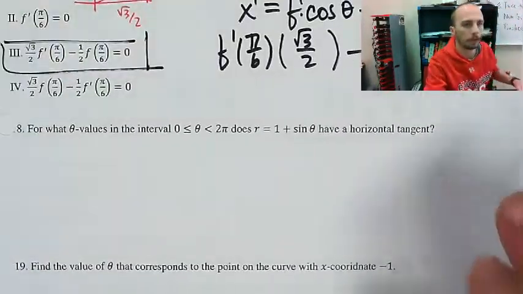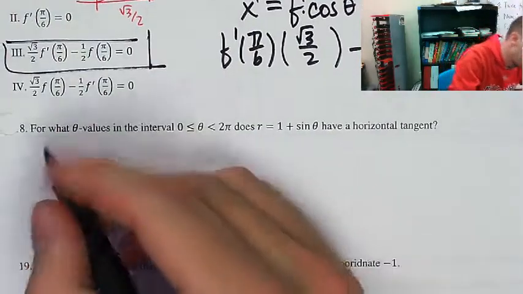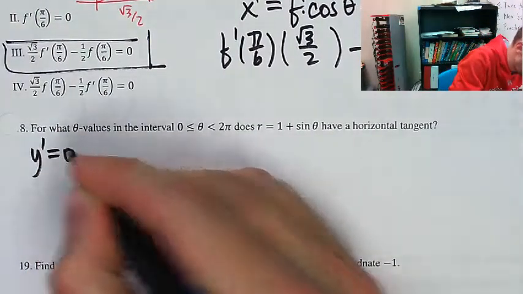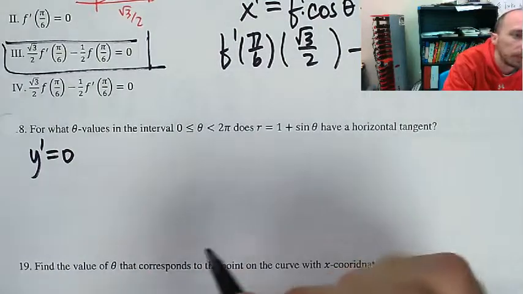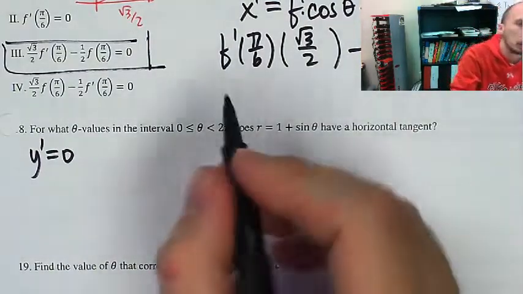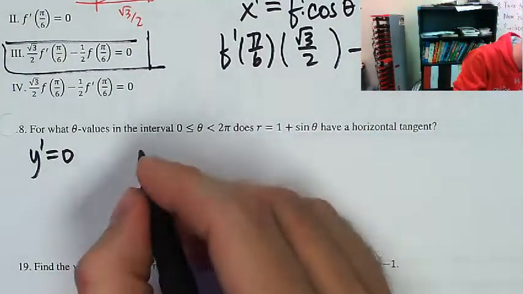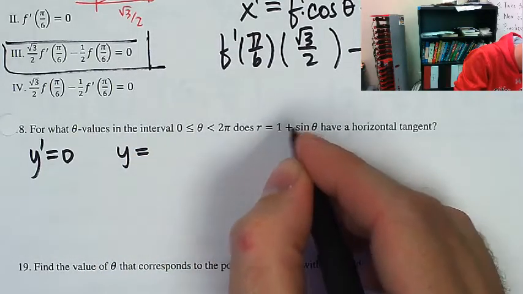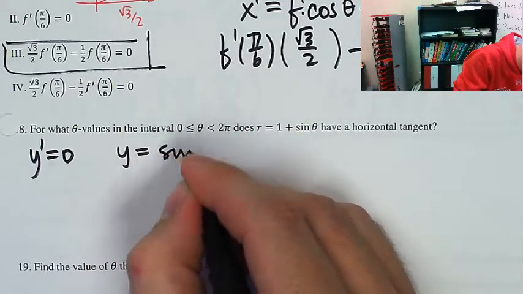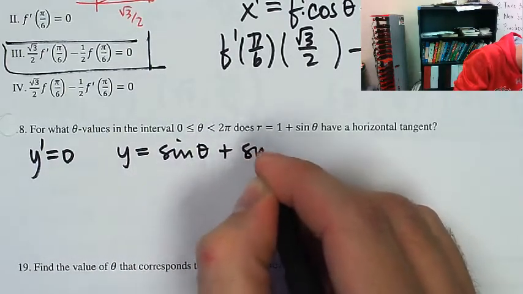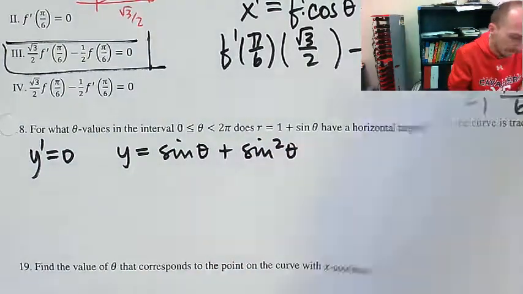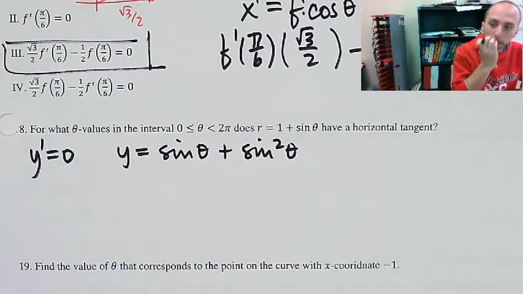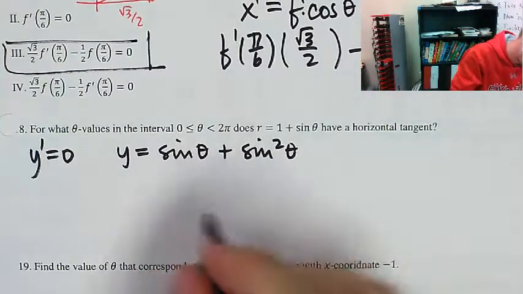Where is there a horizontal tangent? Okay, horizontal tangent is y prime equals 0, while x prime is not simultaneously 0. So y equals r sine theta. So y equals this times sine theta. So sine theta plus 2 powers of sine theta. Let's see, I've got a bunch more problems to do. All right.